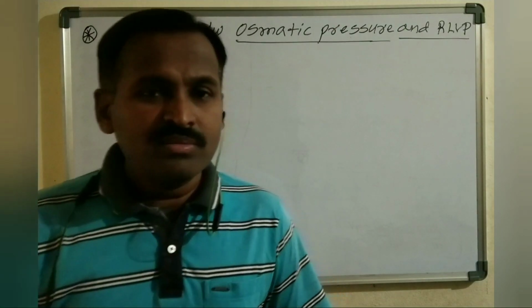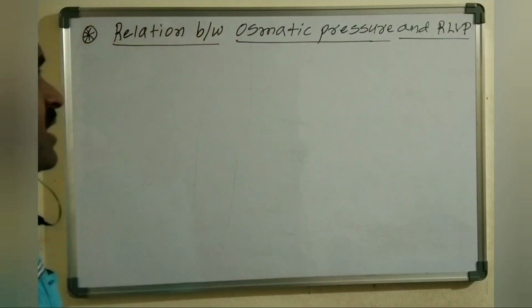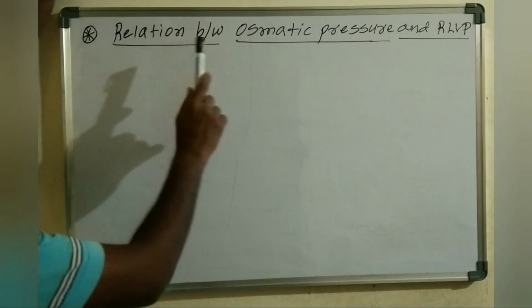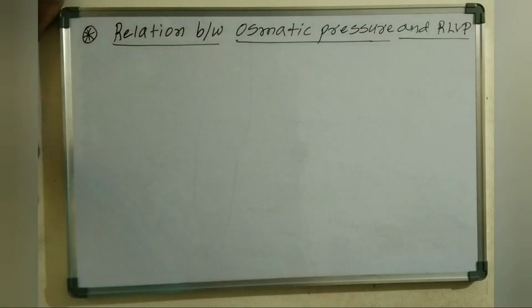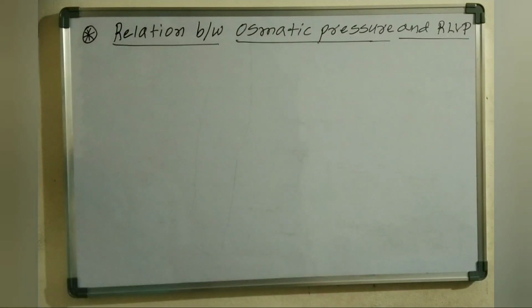I am Venkatesham. I am going to discuss one of the important topics in the solutions chapter, particularly colligative properties of dilute solutions, and that is the relation between the osmotic pressure and relative lowering of vapor pressure. So we know osmotic pressure and RLVP.